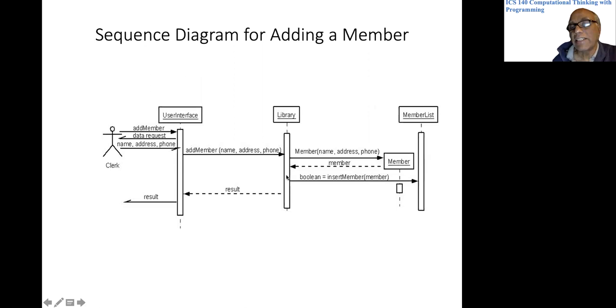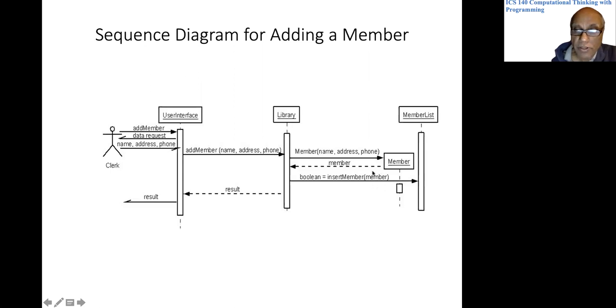After getting the member object, library adds that member object. You can see that the member object, which I'm calling member, is added to the member list, which is a collection.